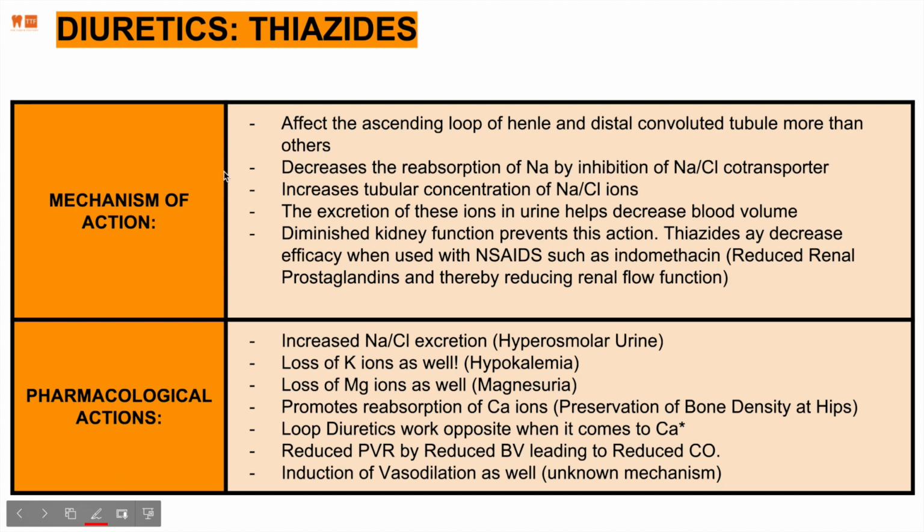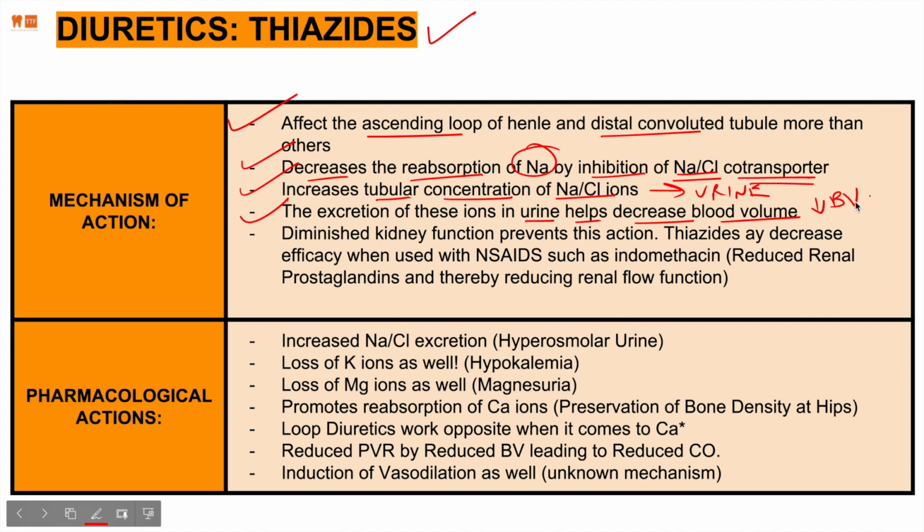Two important drug groups of diuretics. We have thiazides. What's the mechanism of action? It's going to be very simple and quick in this scenario. It affects the ascending loop of Henle and distal convoluted tubule more than other parts of the kidney. It decreases the reabsorption of sodium by inhibition of sodium chloride cotransporter. It increases tubular concentration of sodium chloride, therefore it can be passed through urine. The excretion of these ions in the urine helps decrease blood volume.